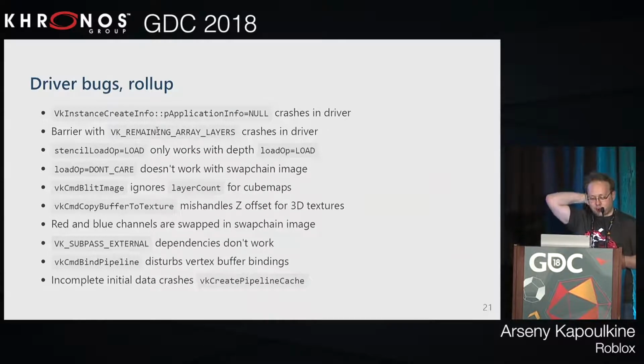There are some things that were fun, like on one of the devices, we just had to blacklist it because it swapped red and blue in the final output. And we could hack our shader to swap red and blue, but we don't like these kinds of workarounds because they're very fragile. So for most of these, we found workarounds in our code that were not particularly performance sensitive. For those where we couldn't find workarounds like this, we just blacklisted the driver.